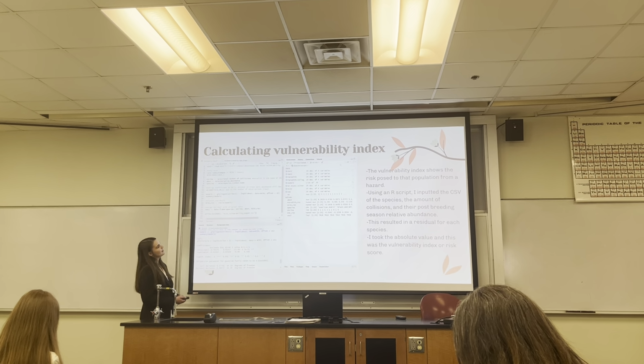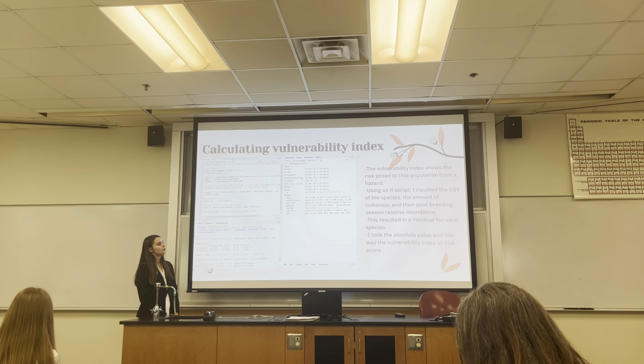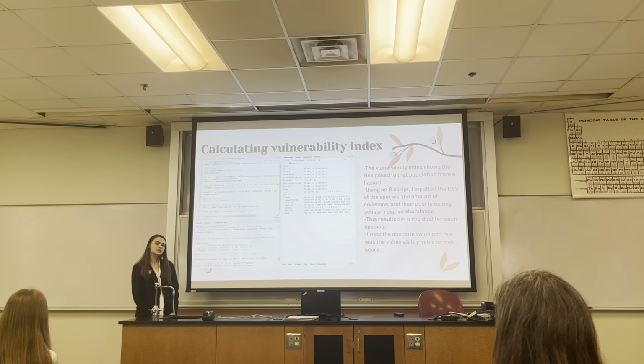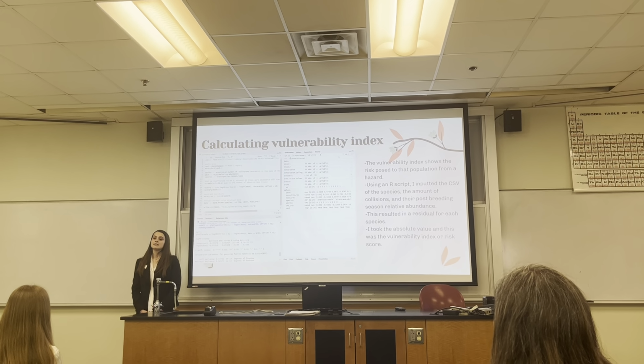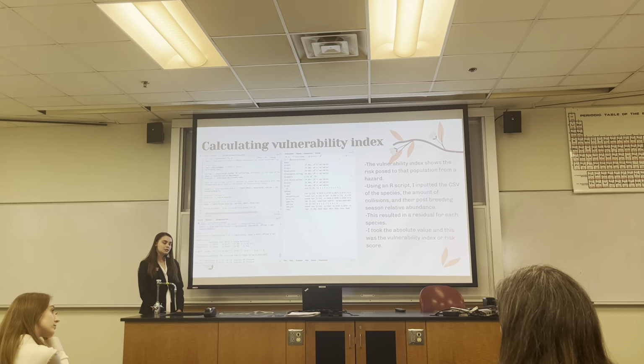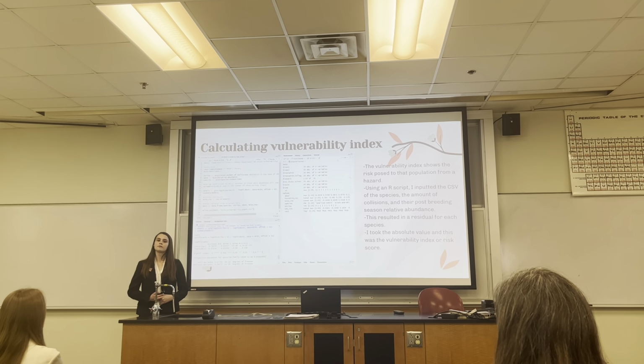The vulnerability index shows the risk posed to that population of a certain hazard. Using an R script, I inputted the CSV of the species, the amount of collisions, and their post-breeding season relative abundance. This resulted in a residual for each species. I took the absolute value, and this was the vulnerability index for risk score.